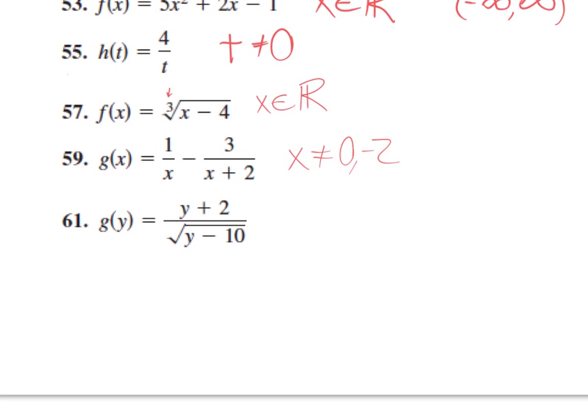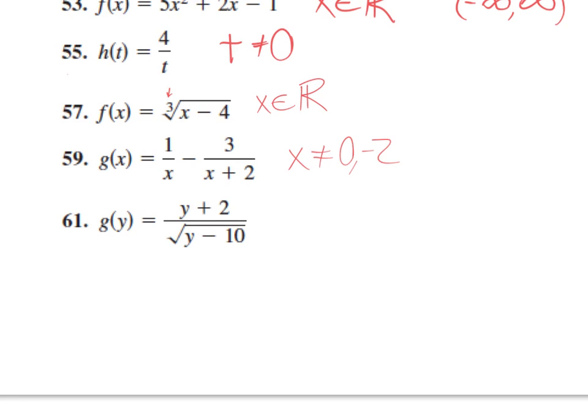Now 61. All right, 61 here. We have y plus 2 over the square root of y minus 10. Let's think about this one for a sec. There's a couple of things going on. What are the parent functions here? It's a rational and a radical, right? We have a radical inside a rational function. Okay? So we need to consider both of those as we're determining the domain.